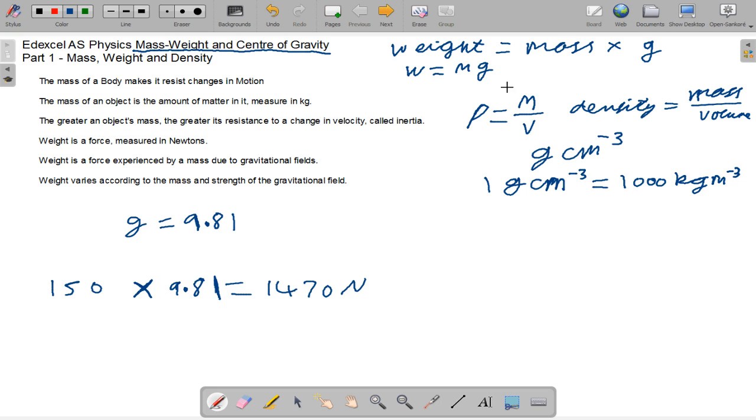And density is the relationship between mass and volume, and its units are grams per centimeter cubed. So one gram per centimeter cubed is 1,000 kilograms per meter cubed. So if we have an example, 150 kilograms times 9.81 equals 1,470 newtons. So now we move on to the next part.